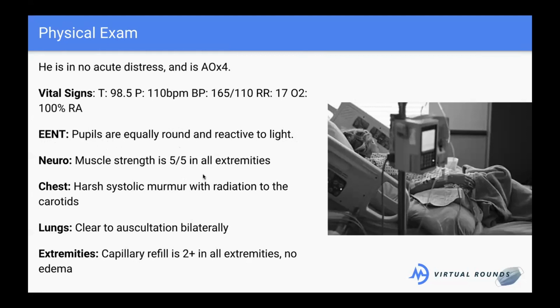His pupils are fine. He doesn't have like a bleed in the brain. And his muscles are all moving fine too. So the chest, we care a lot about this.